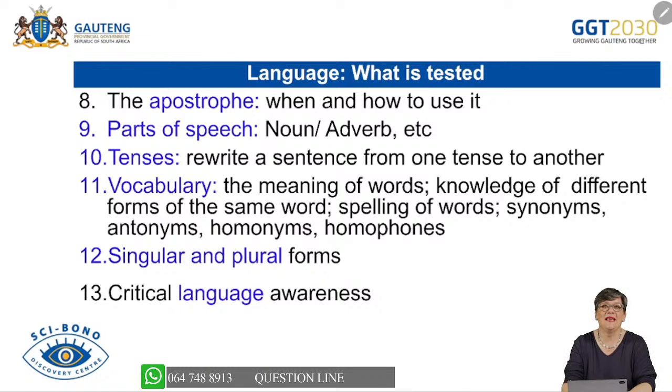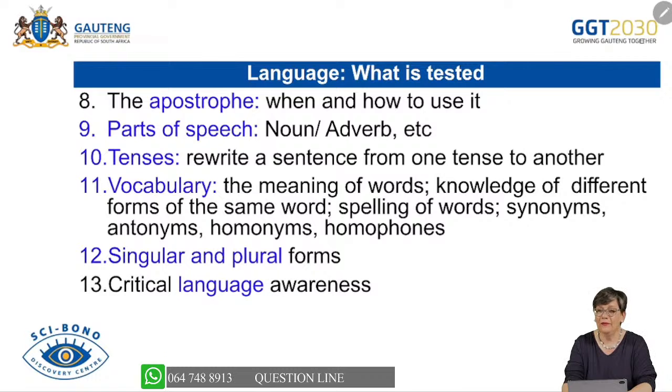And then obviously, critical language awareness. There are quite a lot of things that you have to study for paper one. Please make sure that you tick the boxes and that you study everything as required.